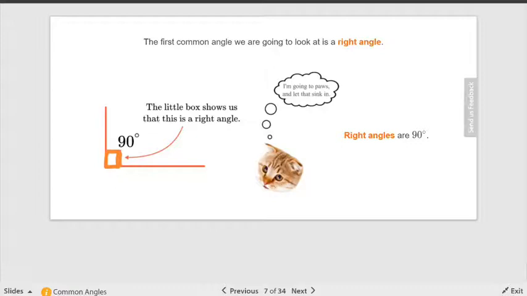So anytime you have that little box in the corner, that means that you're dealing with what kind of angle? A 90-degree, or it's named a right angle. There you go. Good job. It's probably the most important angle that we're going to deal with.